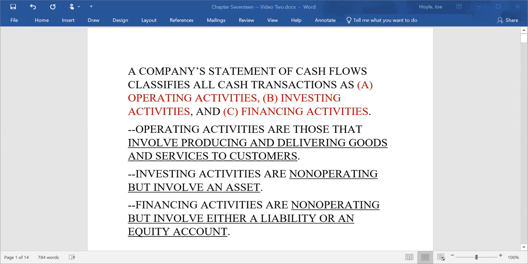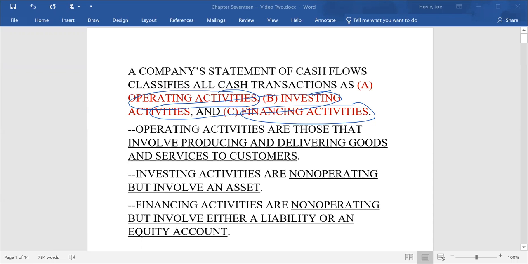A company must report a statement of cash flows, and that statement of cash flows will have three clear sections. It will have operating activities, it will have investing activities, and it will have financing activities. So if you go to the internet and you look up any company you wish, and you look at the statement of cash flows, you will find those three sections.